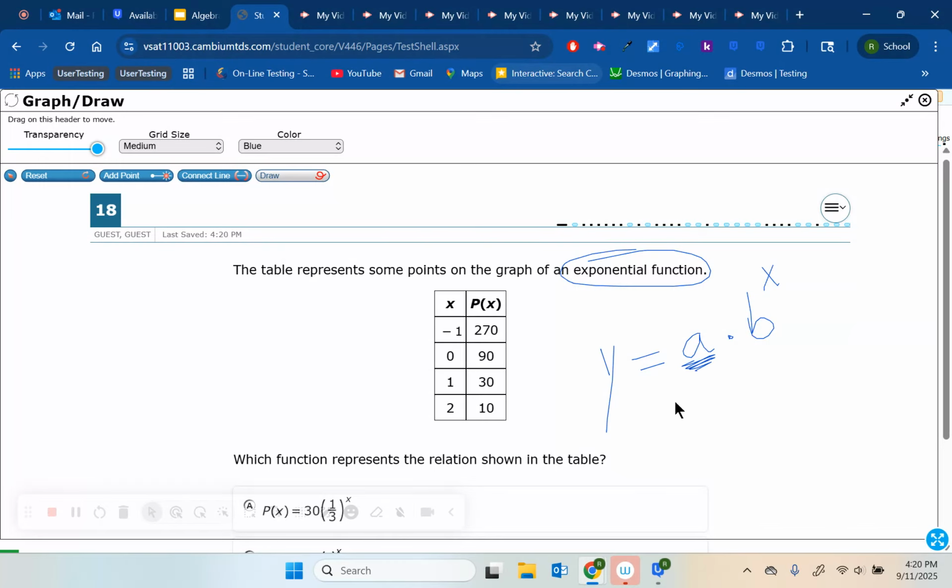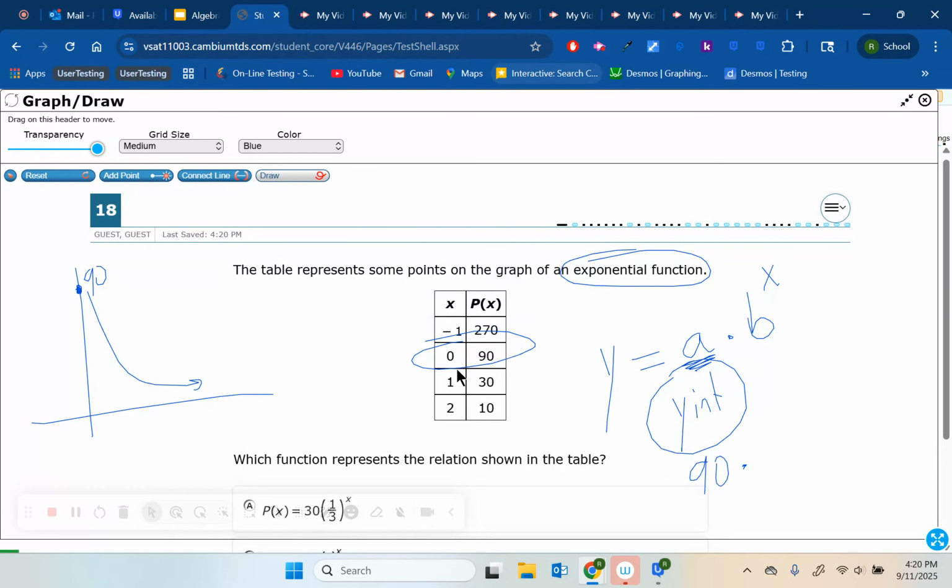This is my y-intercept. Y-intercepts all start on the y-axis. So this guy's at 0, 90. And so that means my first part of this equation is 90 times. This graph is dropping. It's going like this. How do I know that? These numbers are 1 and 2, 90, 30, 10.